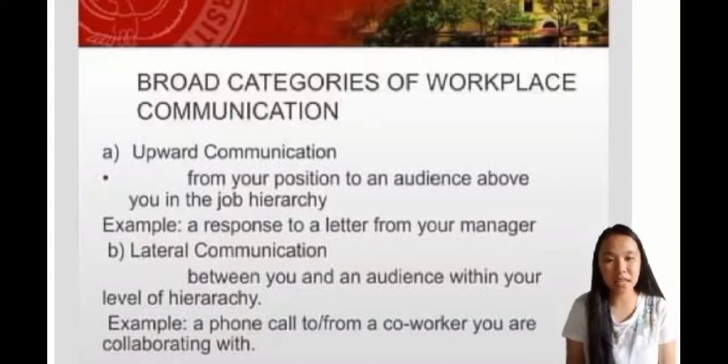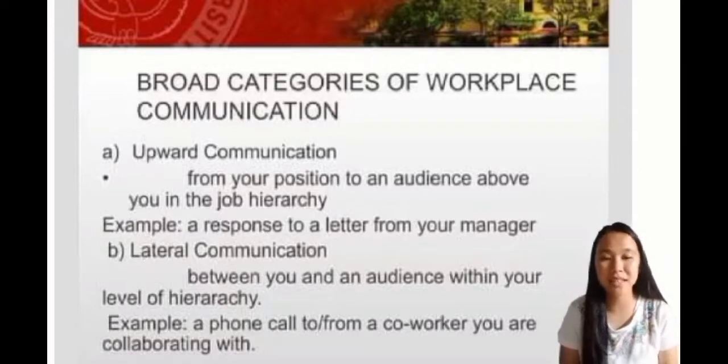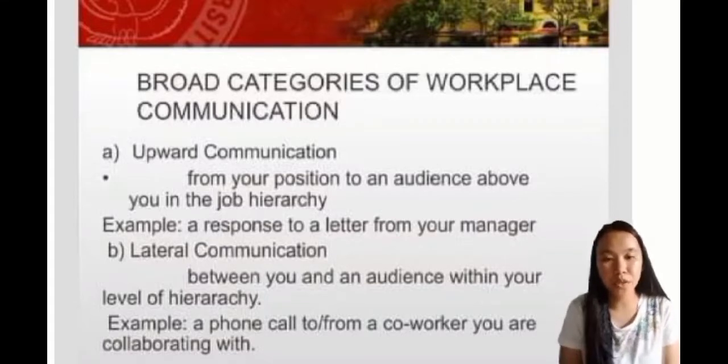The second is lateral communication. Lateral communication is between you and an audience that has the same level as you. For example, suppose that you're a teacher and you communicate with your co-teacher who has the same job hierarchy as you. So that is lateral communication.